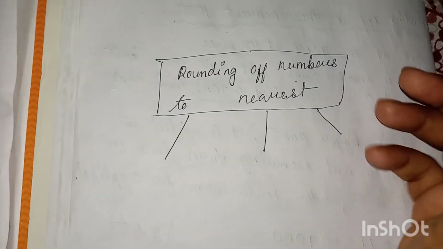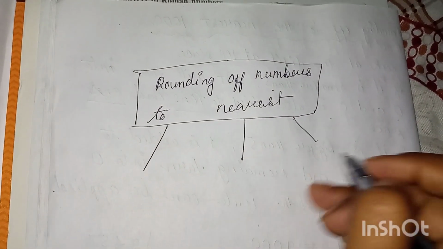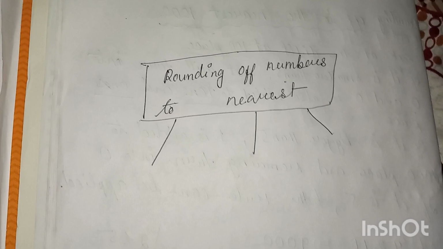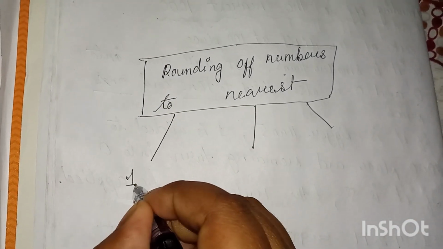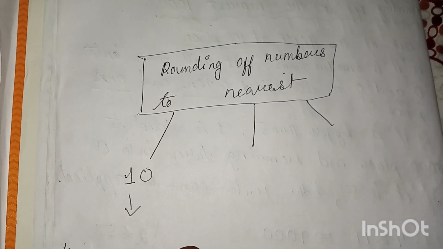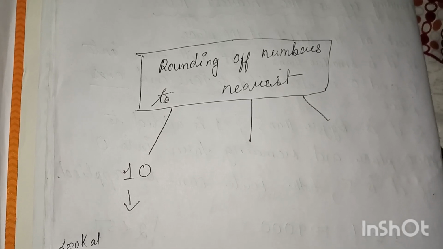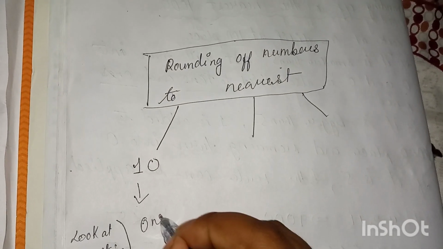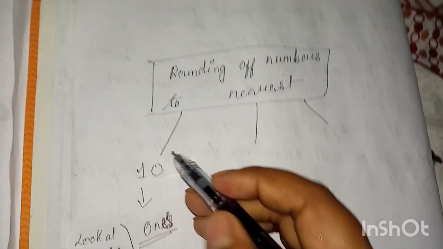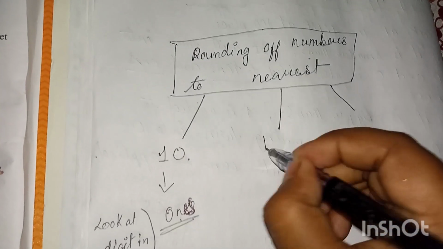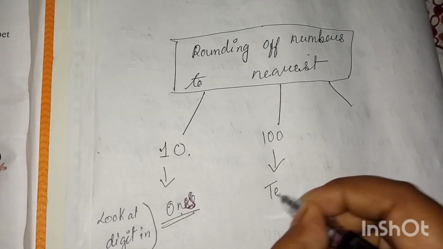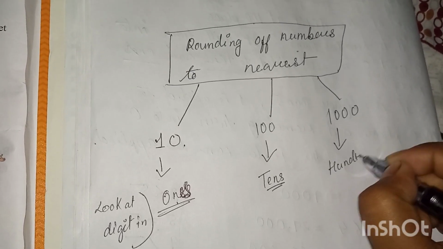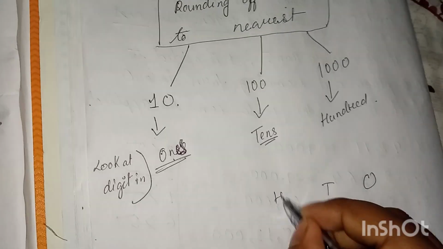Rounding off numbers to the nearest. We are going to revise all these 3: 10, 100 and 1000. Just to make you understand, no need to write this in your copy. When we round off to the nearest 10, we have to look at the digit in the ones place. When we round off to 100, we have to look at the tens place. And when we round off to 1000, then we should look at the 100 place. Only ones, tens, 100, 1000.